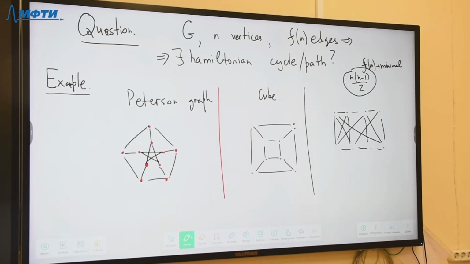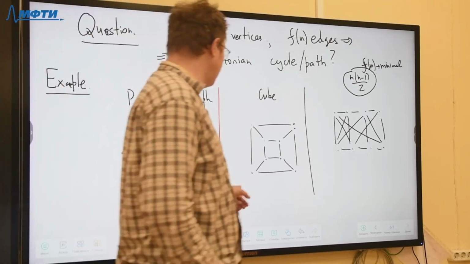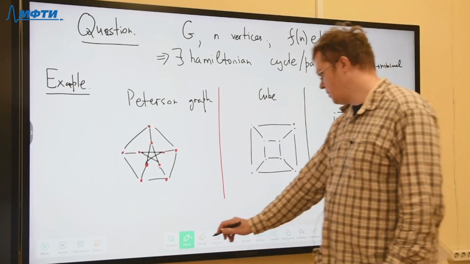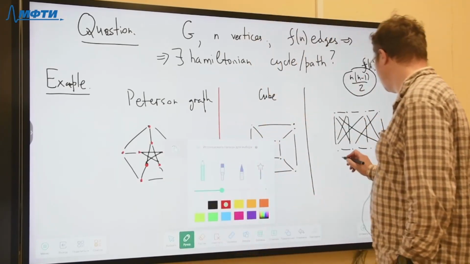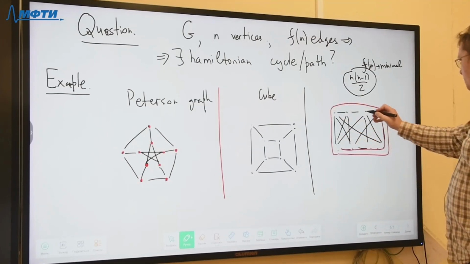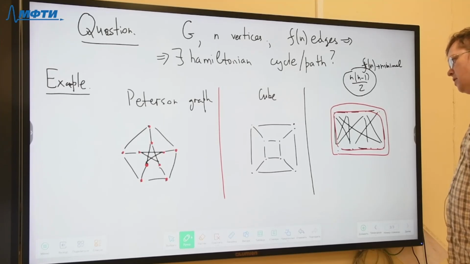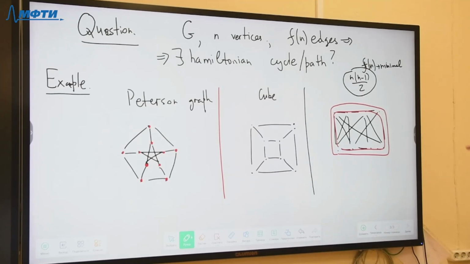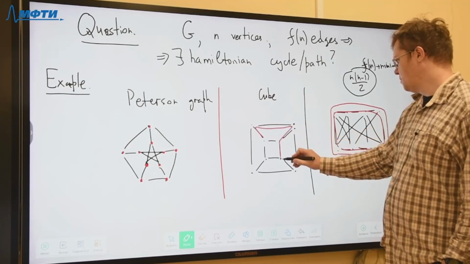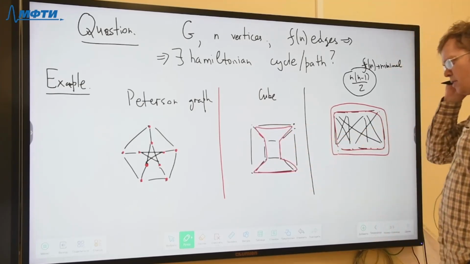So maybe the last one. These two, I think, are simple. Yes? Because the last one is very simple, we can just draw this cycle. And I think the middle one is also not very hard, because we can just go like this. But what about the first one?